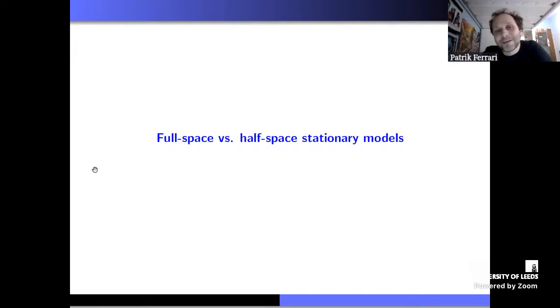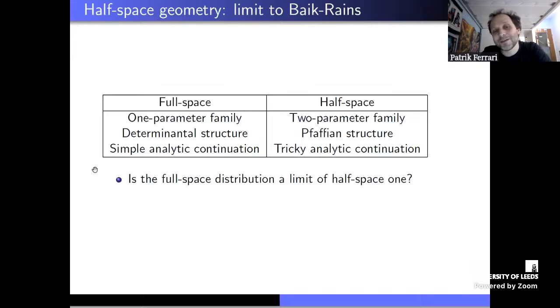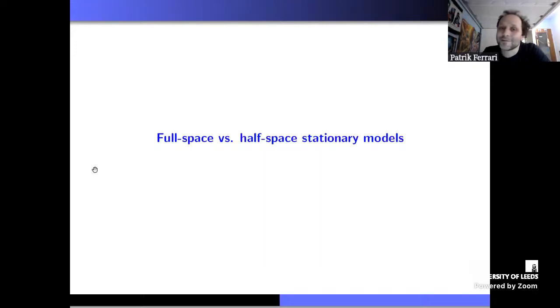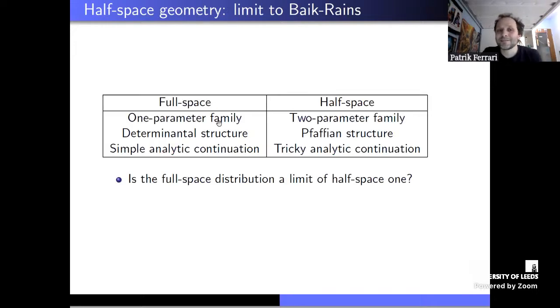Now here we want to compare shortly the full space with respect to the half space. In the full space, we had the Baik-Rains distribution. It was a one-parameter family. That was a w parameter which tells you how far you are from the diagonal. Here we have a two-parameter family. So you have one parameter that tells you how far you are from the diagonal, and one is the strength on the diagonal. There are two parameters.